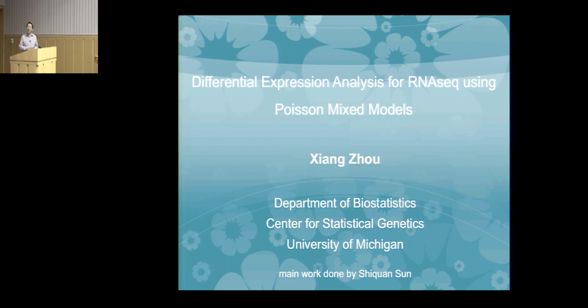Today I'm going to talk about some differential expression analysis methods our group is developing. This main work is led by my talented student, Sichuan Shen.